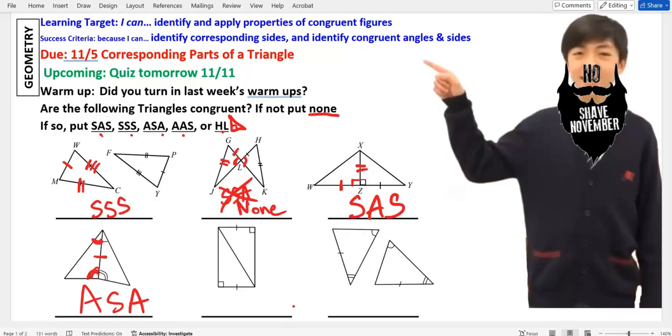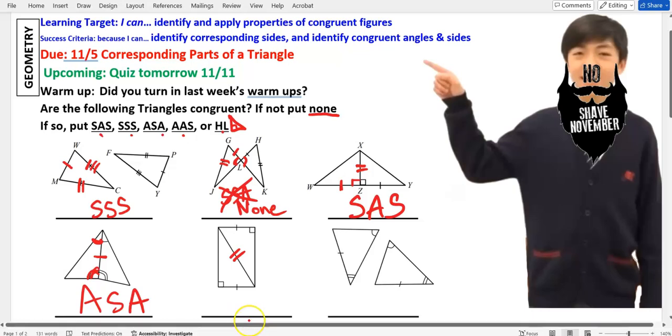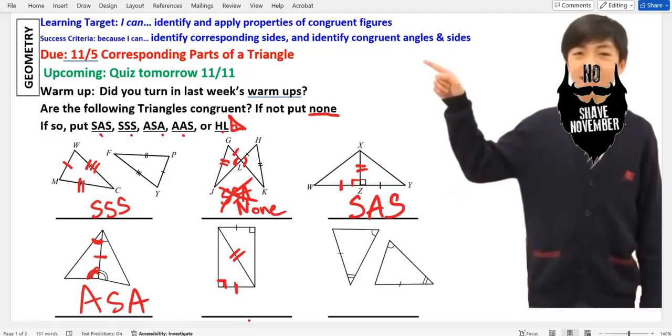Okay. Are these touching? Should I put something right here where they touch? Now, what are the three things? What is this right here? Is this an angle or a side? Angle? No. Side? No. What's this?